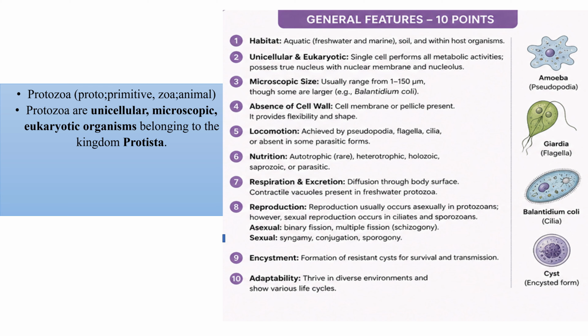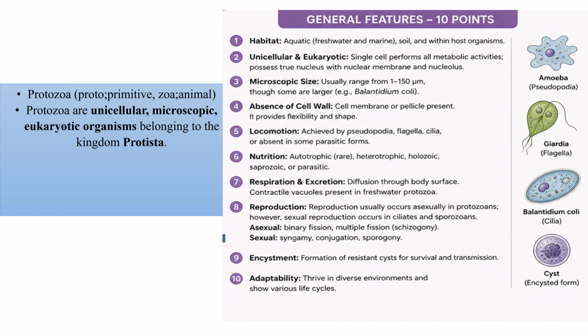Protozoa may show different modes of nutrition. They may be autotrophic, heterotrophic, holozoic, saprozoic, or parasitic. And most medically important protozoa are parasitic in nature. Respiration and excretion mainly occur through diffusion across the body surface. And freshwater protozoa contain contractile vacuoles that help in osmoregulation and removal of excess water from the body.